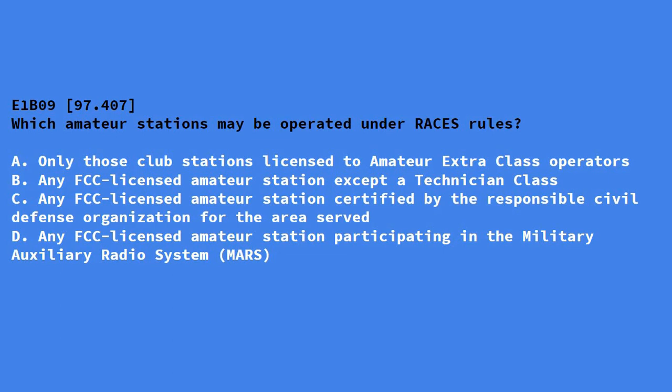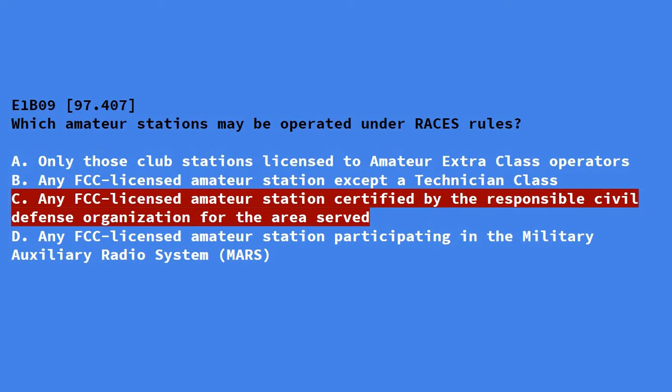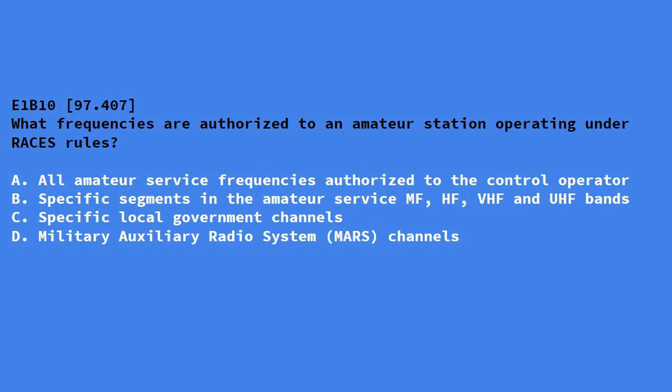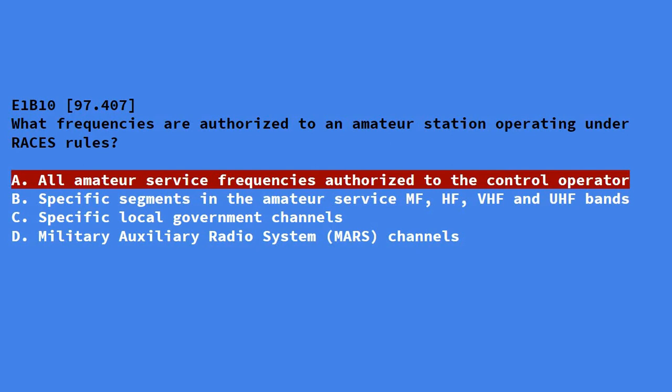E1B09, which amateur stations may be operated under RACES rules? And that answer is any FCC licensed amateur station certified by the responsible civil defense organization for the area served. E1B10, what frequencies are authorized to an amateur station operating under RACES rules? All amateur service frequencies authorized to the control operator.